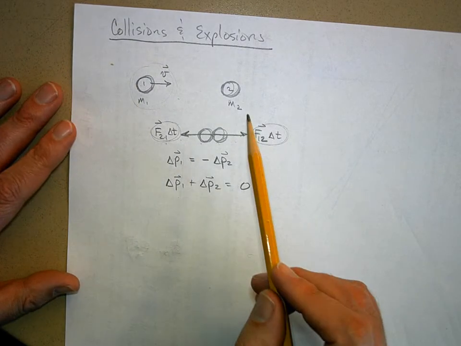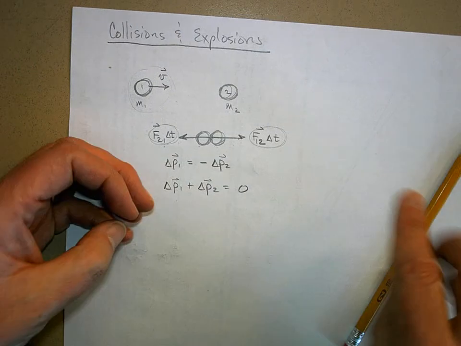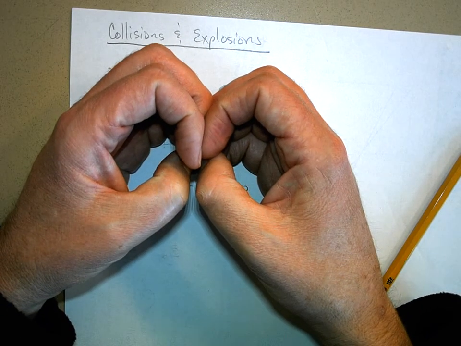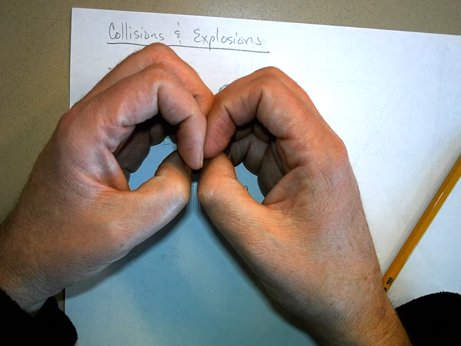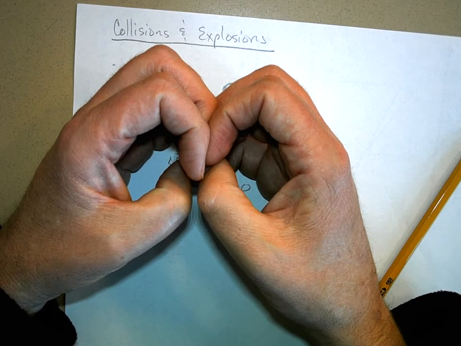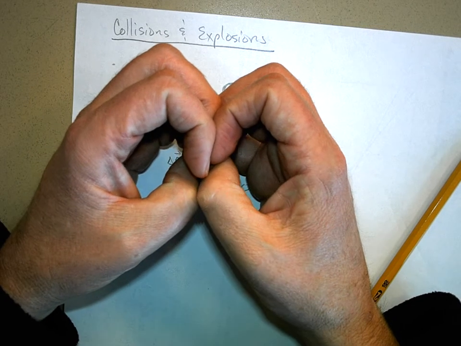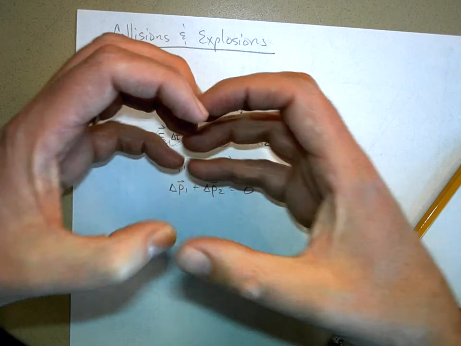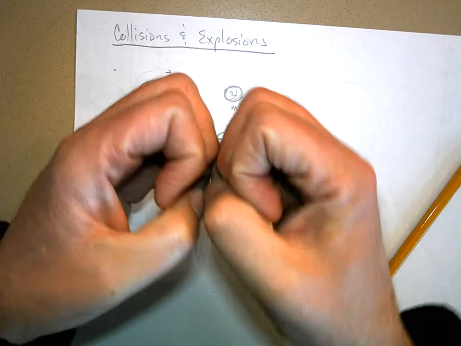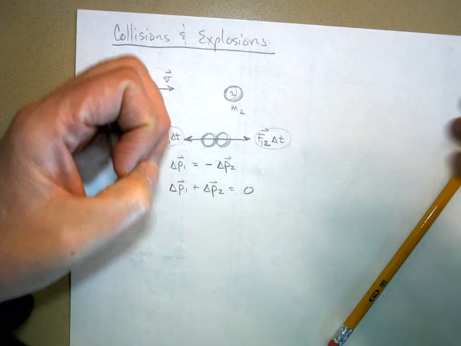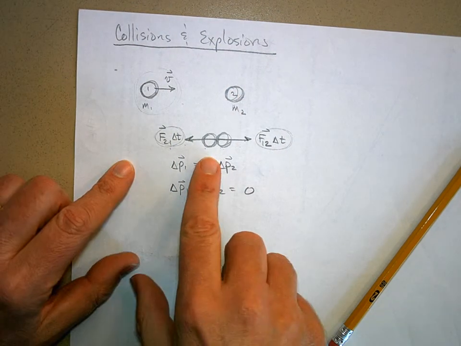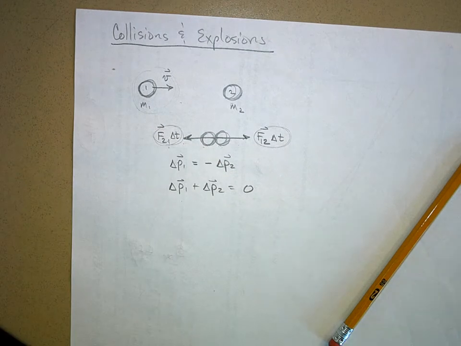By the way, an explosion is the same concept, except we usually consider the objects at rest, but there's either a spring inside, or if it's a real explosion, you've got explosives, gunpowder or something in there. When you ignite that gunpowder, it pushes everything outwards. But for every push you have this way, you've got an equal push the other way. And so by the same reasoning as a collision, momentum is conserved.